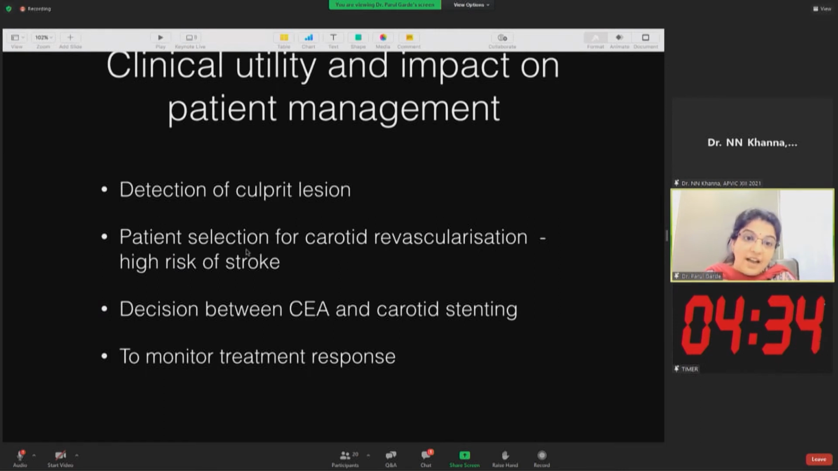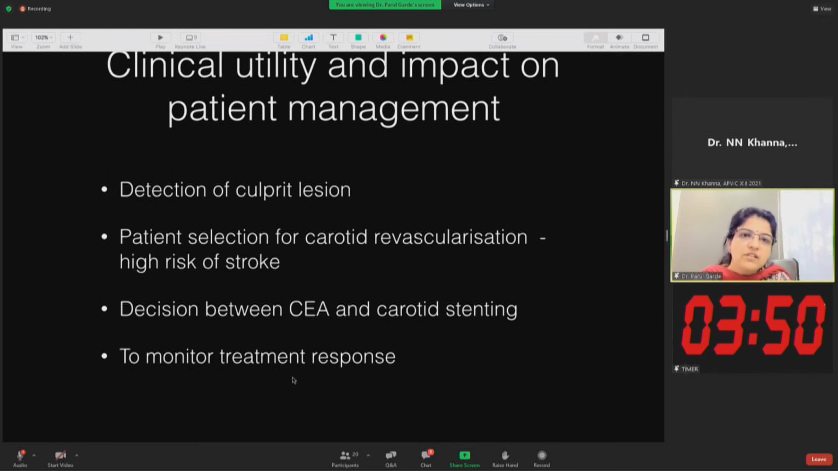Then in patients who are at high risk of stroke, selecting the patient for carotid revascularization versus medical therapy is a question which can be solved by using vessel wall imaging and looking at the plaque burden and the presence of vulnerable plaques. Next, the decision between carotid endarterectomy and carotid stenting is again based on the presence of a rupture-prone plaque, which has a tendency to dislodge while going in for a carotid stenting. So whether a carotid stent should be done, or whether the patient should undergo surgery, or maybe other methods like flow diverters or covered stents should be used, is based on this imaging.